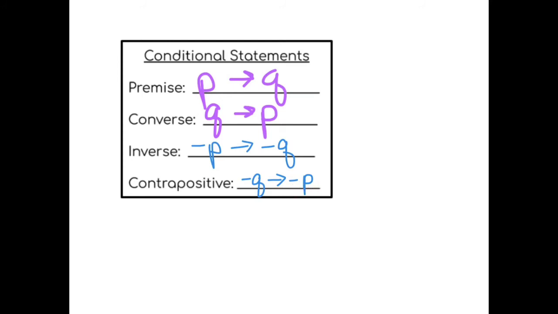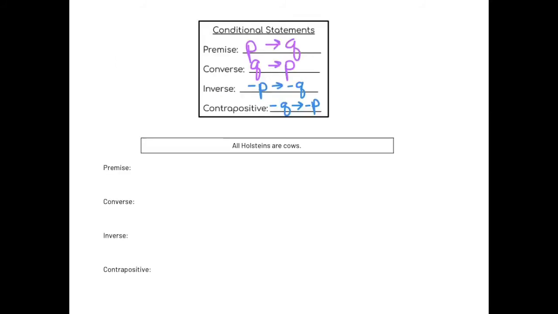What's really important to understand is that these negative symbols in the symbolism here, with the letters and the arrows and things like that, represent the word not, or negating the original part of the sentence. So what we're going to do with this statement here, all Holsteins are cows, is write all four conditional statements, because you can see it's not even in the if-then form. We're going to flip it for the converse, then we're going to negate both of those to create the inverse and the contrapositive. Here we go.